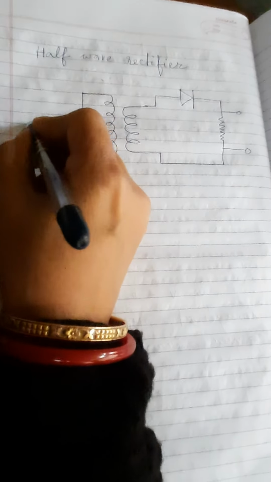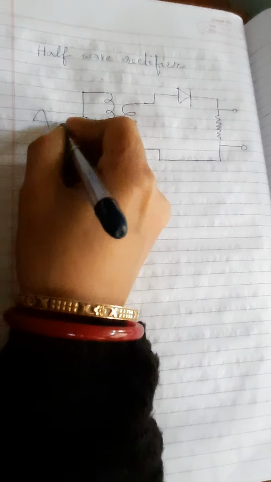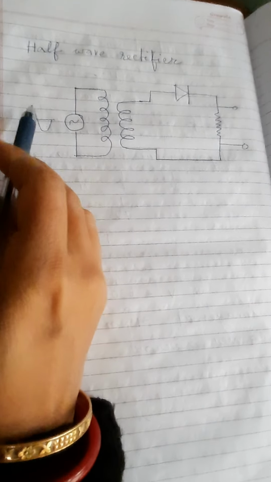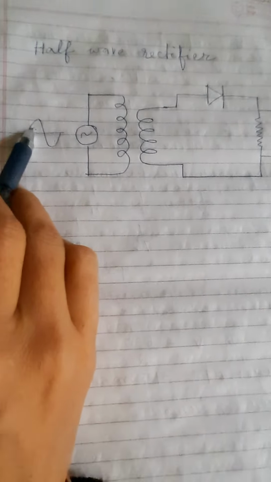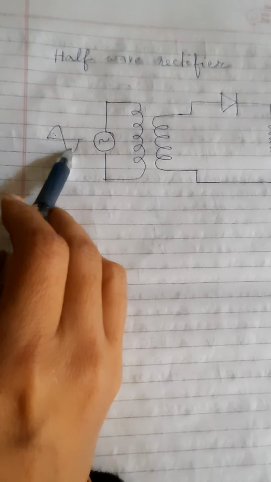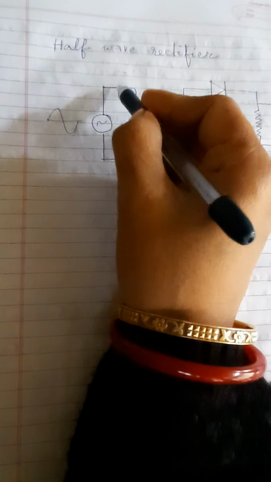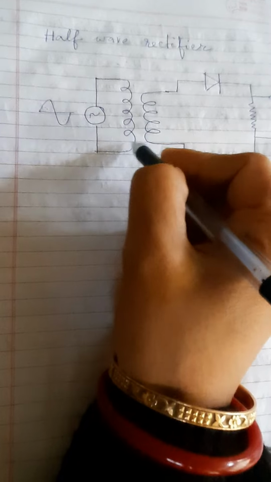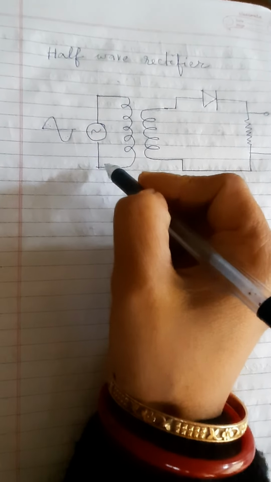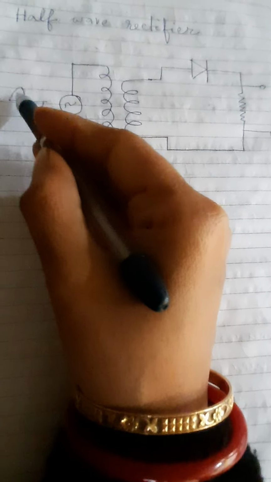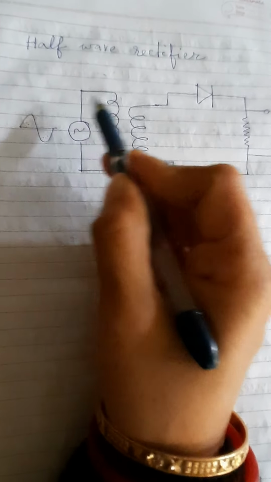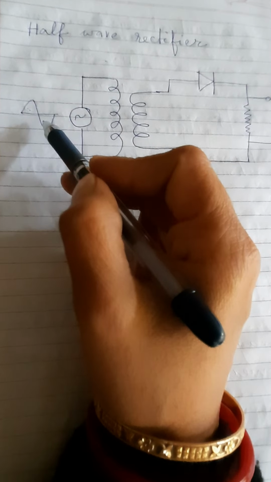Here we take the AC signal. If we observe the AC signal, it has two halves: one is the positive half cycle, another is the negative half cycle. For the positive half cycle, suppose the current flows through this inductor clockwise. If we take the negative half cycle, then it flows anti-clockwise. This is the difference. If the current direction is left to right for the positive half cycle, then for the negative half cycle it is right to left.